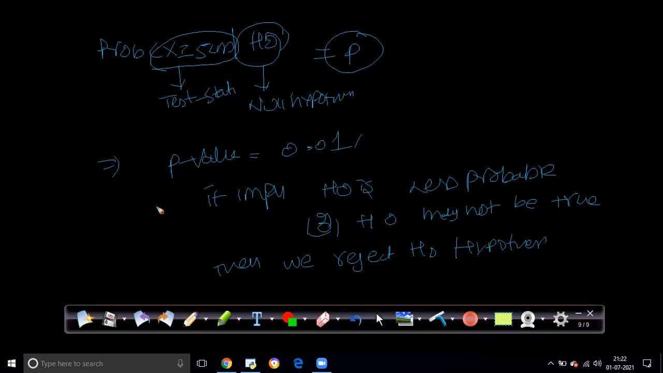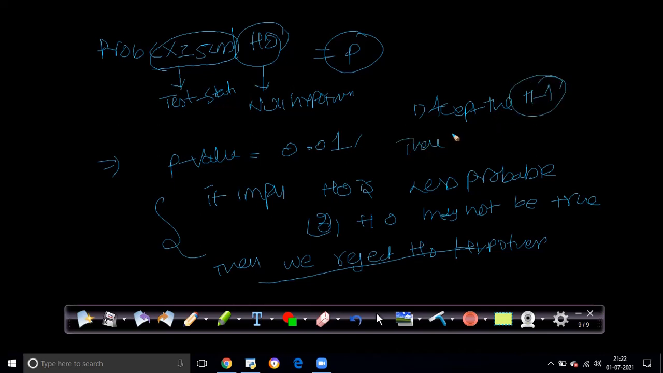So, once we reject the null hypothesis, we are going to accept the alternate hypothesis, that is H1, that there is a difference between the heights of class 1 and class 2.